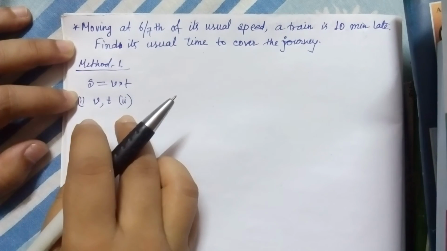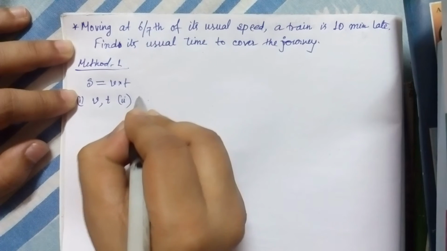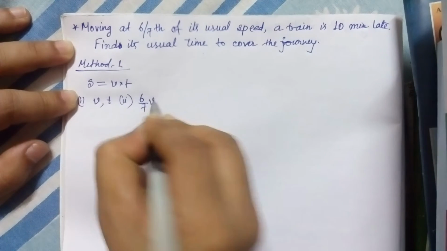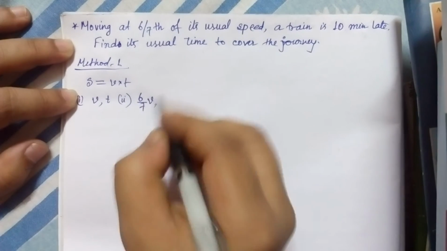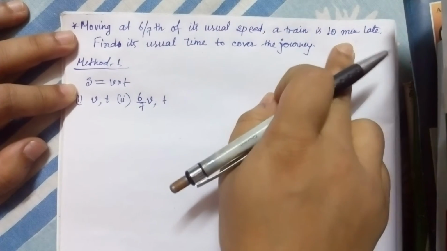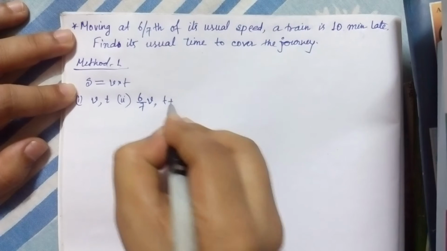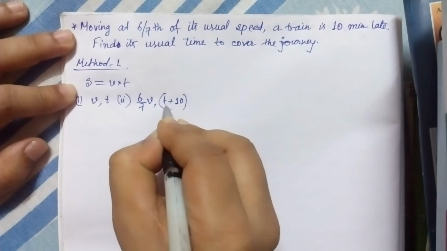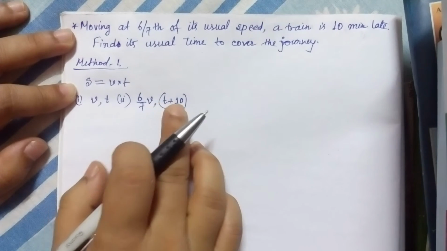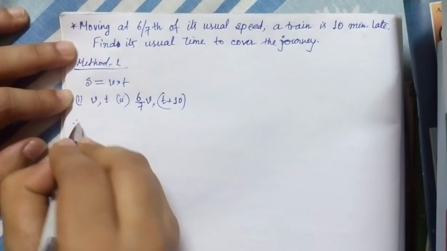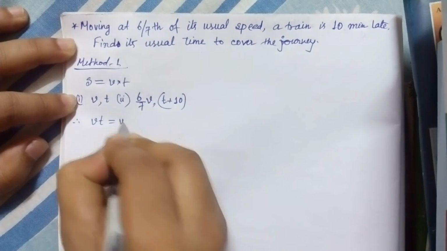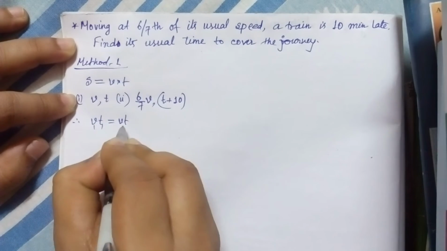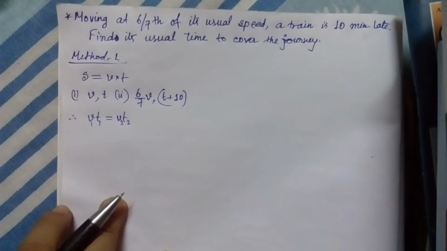But in the second case, the condition changes. Its speed becomes 6/7 of V and it is 10 minutes late. That means it takes 10 minutes more. The time becomes T plus 10. So here the distance is the same in both cases. That is V1 T1 equals V2 T2.